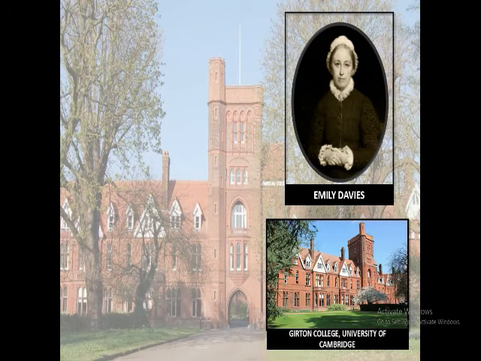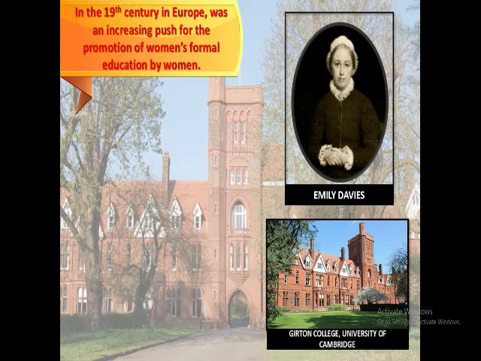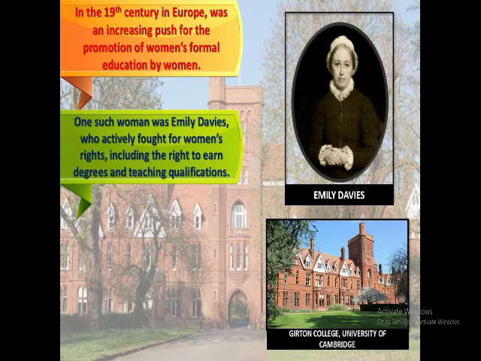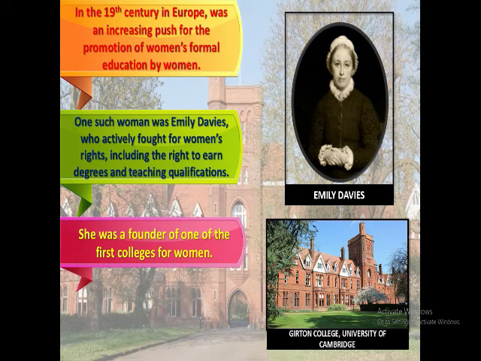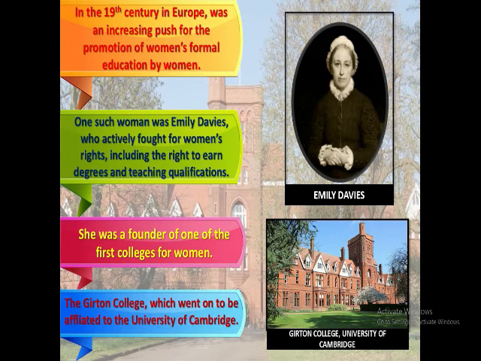And the last topic of the chapter, children. In the 19th century in Europe there was an increasing push for the promotion of women's formal education by women, and one such woman was Emily Davies. She is Emily Davies, who actively fought for women's rights, including the right to earn degrees and teaching qualifications, and she was a founder of one of the first colleges for women, Girton College, which went on to be affiliated to the University of Cambridge.